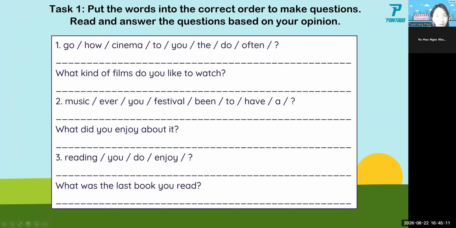Now, task 1, put the words into the correct order to make questions. Read and answer the questions based on your opinion. I think this one is easy for you. How often do you go to the cinema? What kind of film do you like to watch?